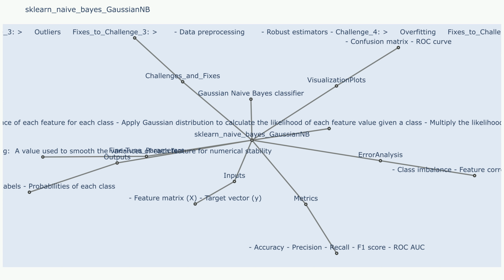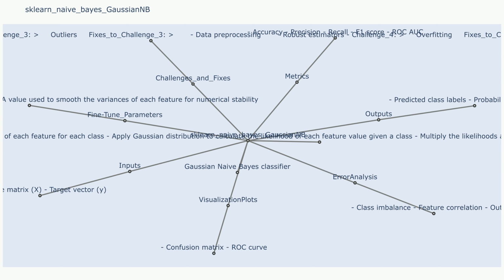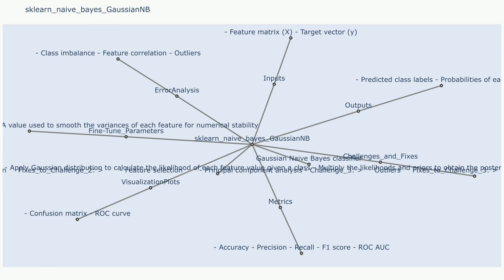Inputs. X, a 2D array of shape n_samples, n_features representing the training data, where each row corresponds to a sample and each column represents a feature. Y, a 1D array of shape n_samples, representing the target labels for each sample. Outputs. Self, the fitted Gaussian naive Bayes model. You can use this model to predict the class labels for new data.